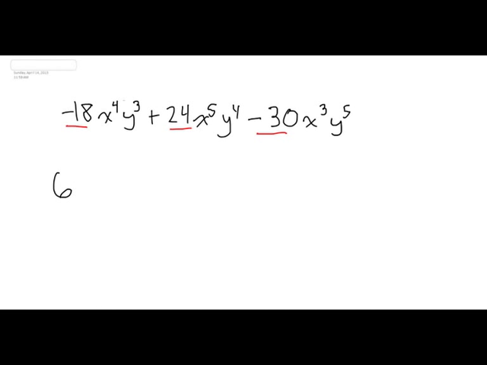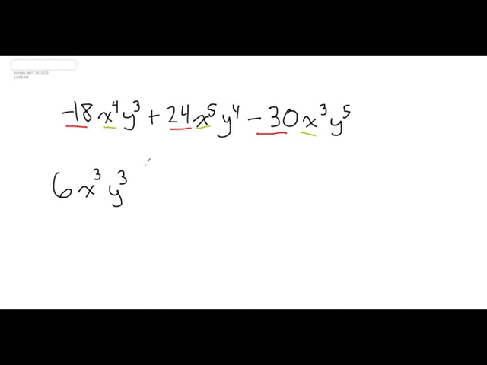So now let's take a look specifically at our x. What we have is x to the power of 4, x to the power of 5, x to the power of 3. So what do they all have in common? Well, they all have in common an x to the power of 3. So lastly, we're going to take a look at our y's. I got y cubed, y to the 4, y to the 5. What do they all have in common? Well, they all have in common a y cubed.